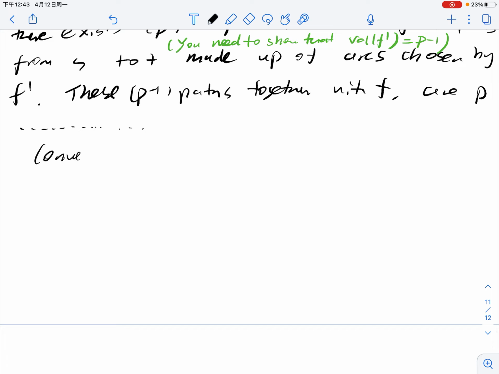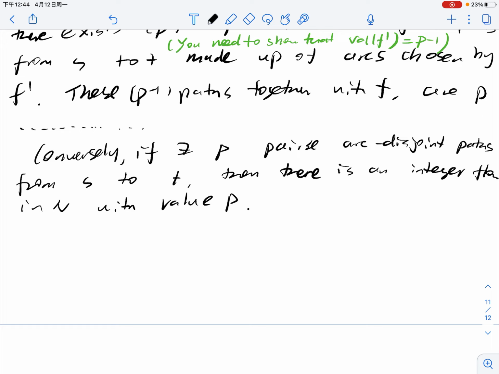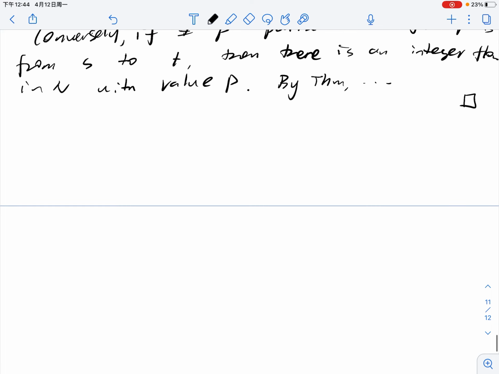Okay, then conversely, if there are p pairwise arc disjoint paths from S to T, then there is an integer flow in N with value p. Then by the previous theorem, we can complete the proof.